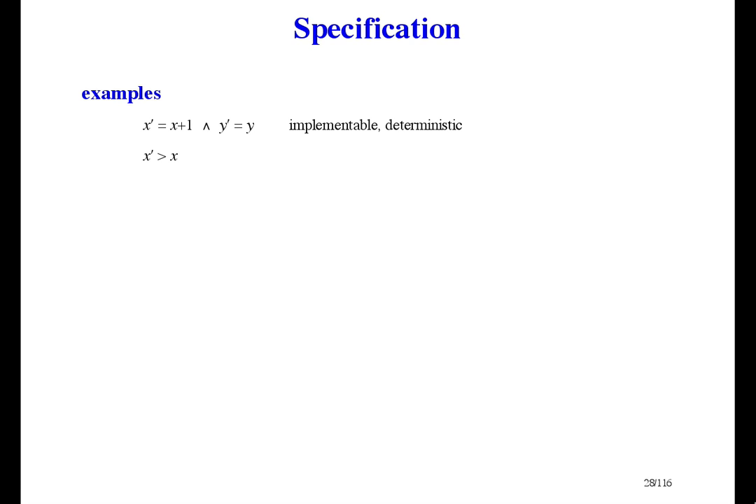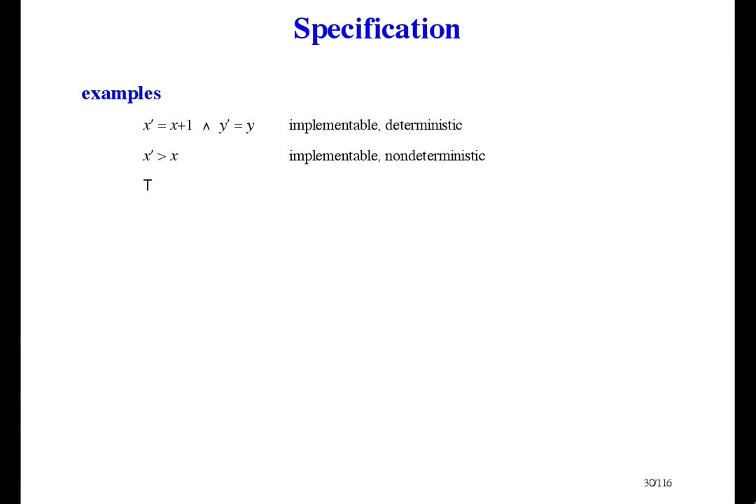Here's another specification. It says, make the final value of x be bigger than the initial value. It says, increase x, and I don't care what happens to y. It says that last part by not saying anything about y prime. It's implementable, and it's non-deterministic because there are many choices for x prime and for y prime. One way to satisfy this specification is to add 1 to x and leave y unchanged. And there are many more ways to satisfy it. This specification is weaker than the first one, so it's easier to implement.